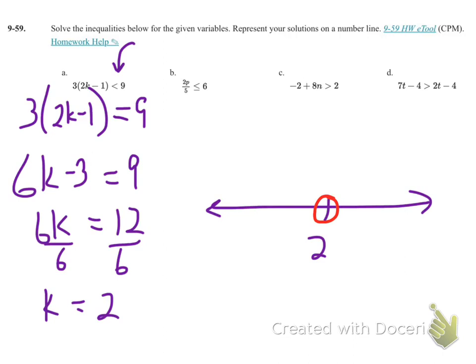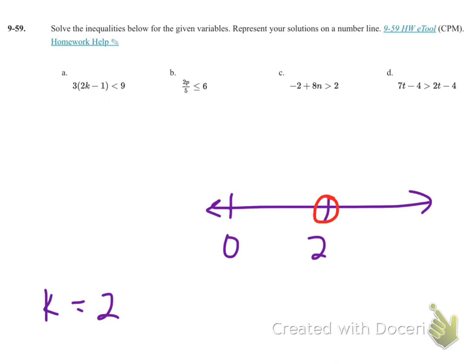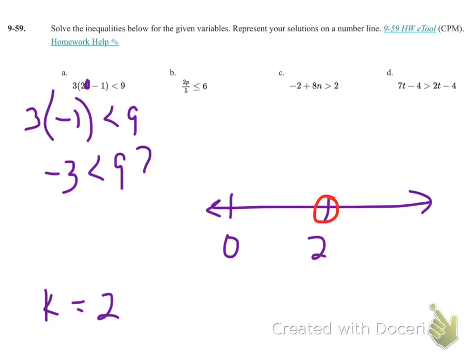On my number line, if 2 is there, on the left side of it would be 0. I'm going to test 0 in the original inequality. So I have 3 times, if I put 0 in for k, that becomes 0 minus 1, or just negative 1. Is that less than 9? So negative 3 less than 9? That is true.